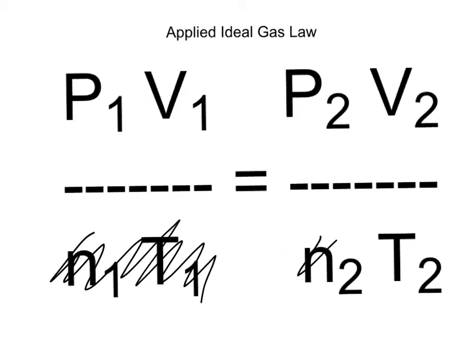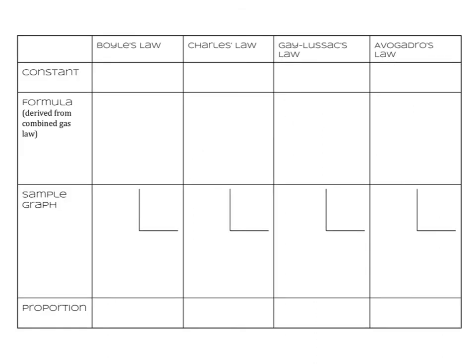So let's take these two things out. And that leaves us with P1V1 equals P2V2. So this time we're going to be talking about a law that involves constant moles and constant temperature. So that's going to give us P1V1 equals P2V2. Again, n and T are constant, so that's why we took those out of the equation. Okay, this is Boyle's law.